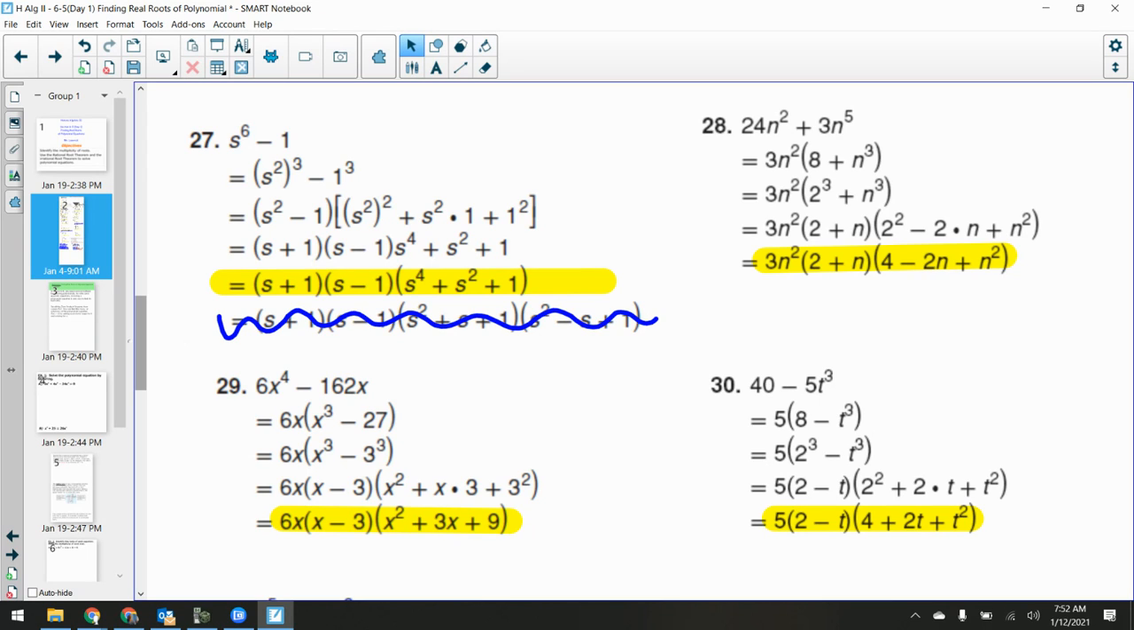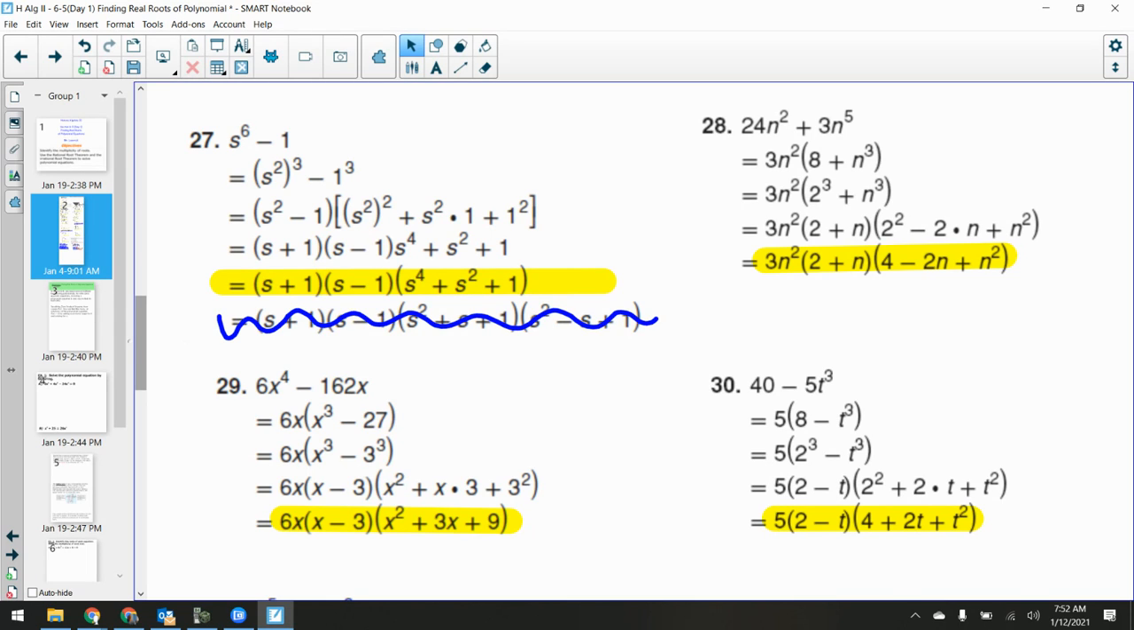Number 27, even though you did not have to do that one, that's a really interesting problem. Here's why. Take a look at what we've got there. It's s to the 6th minus 1. Yes, 1 is a perfect cube. 1 times 1 times 1. S to the 6th is a perfect cube, so it's s squared times s squared times s squared. 6 divided by 3 is 2. Okay, so that means that this does exist. This is a difference of cubes.